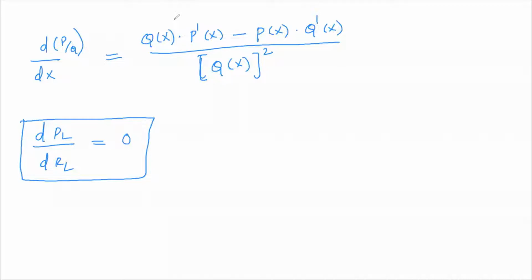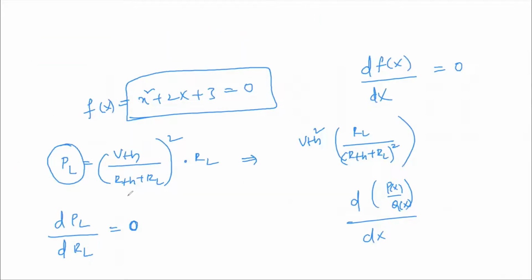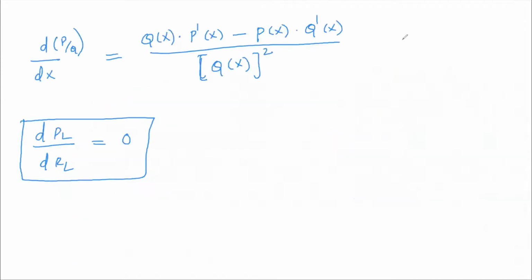Yes. So here Q of X, what is that Q of X? Q of X is nothing but RTH. Now I will write first. So this PL is equal to VTH square into RL divided by RTH plus RL square. Now this is P by Q, and this is P of X and this is Q of X. Numerator part is P of X.